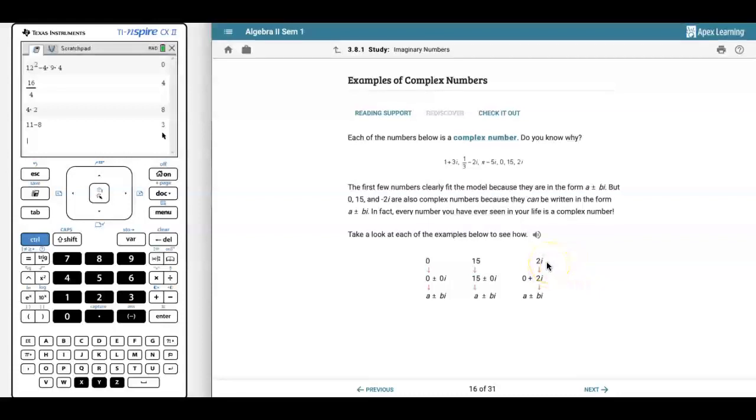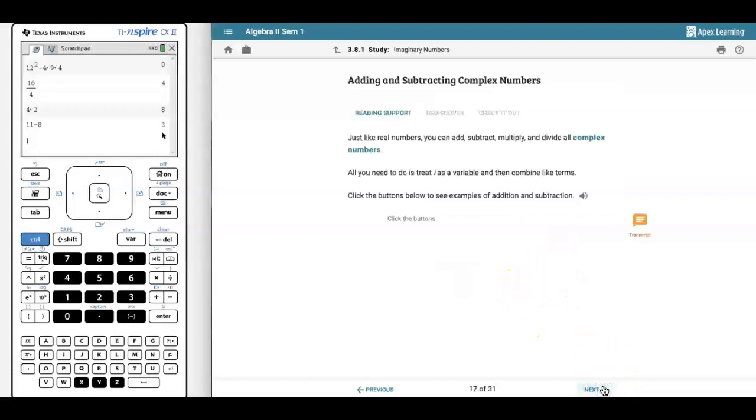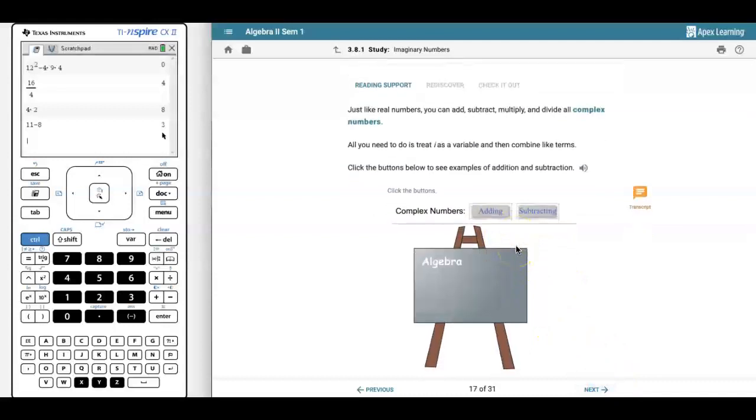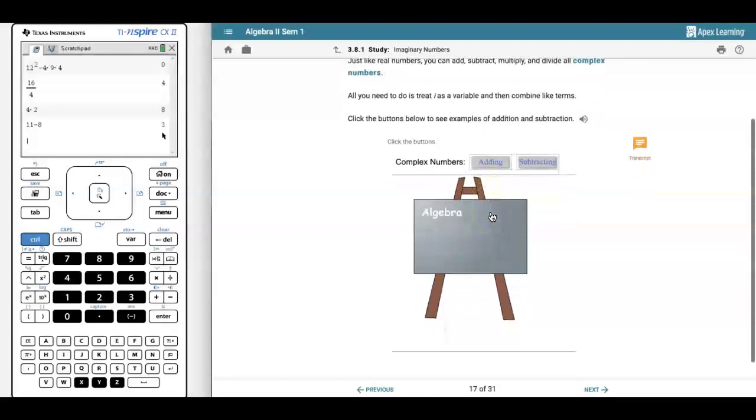So truly, every number you've ever seen in your life is actually a complex number. It's just whether or not you can see the other part. Is it a 0? Is it there? Is it not? So then moving forward, just like real numbers, I told you that we're going to treat imaginary numbers like variables. So we can actually add, subtract, multiply, divide, and we're going to walk through real quickly how to do that.